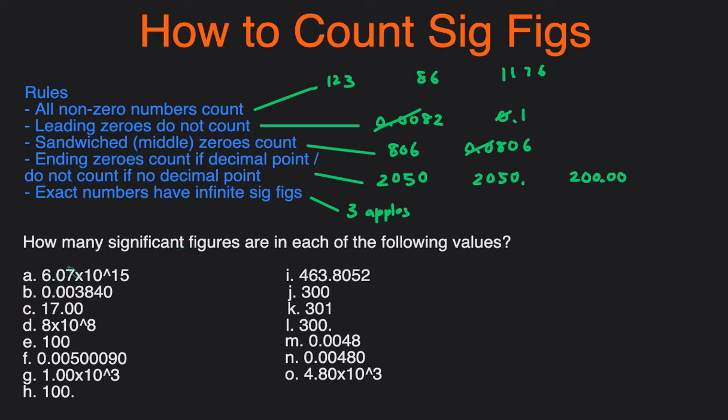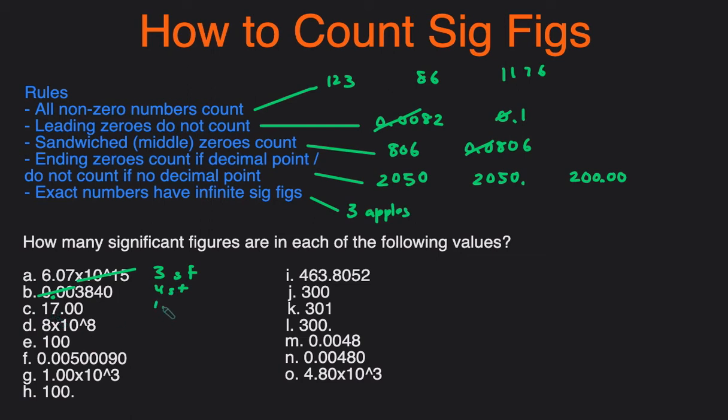Now let's take a look at these examples of determining how many sig figs are in each of the values. So the first one, this is in scientific notation. If you're looking at something in scientific notation, you can just ignore the ending part and just focus on this number. So this number will just be 3 sig figs because this middle zero counts, and this 6 and 7 are non-zero, so they also count. The next one, we know that leading zeros do not count, so let's get rid of that. And then this ending zero will count because there is a decimal point there, so that'll be 1, 2, 3, 4 sig figs.